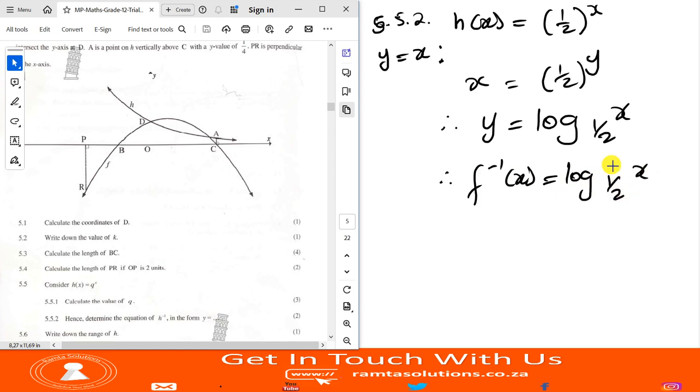Okay? All right. So this is it, guys. This is your F inverse. Is it F or H? Oh, sorry, it's H inverse. So H inverse is that. H inverse is log X base half. Okay, perfect.